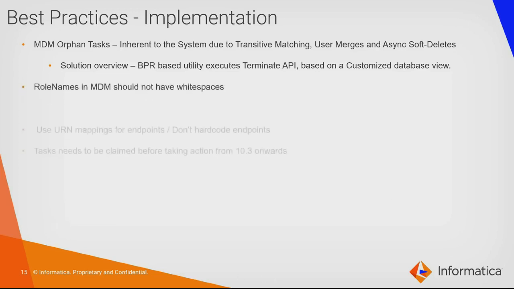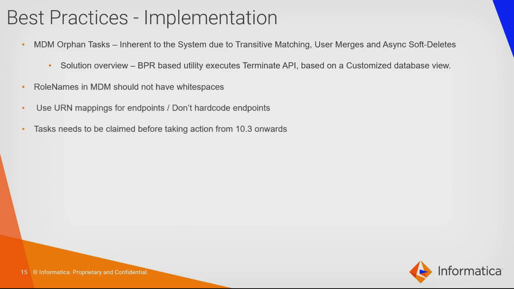The other recommendations we do have is to make sure that the role names for your business users do not have any spaces in MDM, and you do not hardcode endpoints in your custom BPELs as well. You always use URL mappings, right? And then the other change is that if you have been using task intent 3, they need to be claimed going forward.